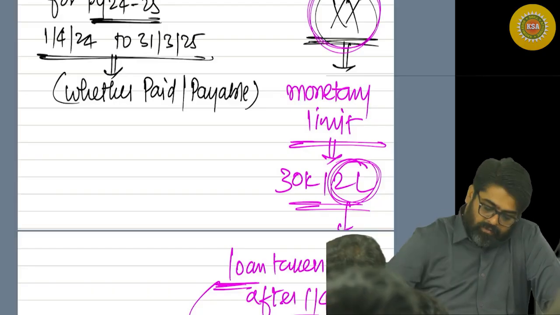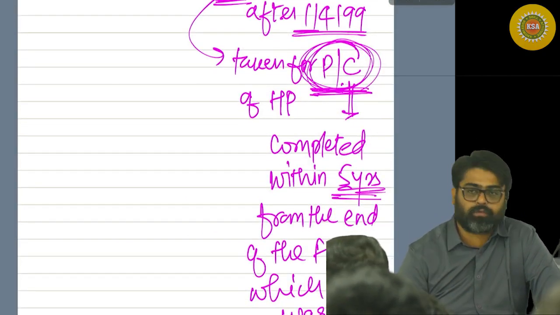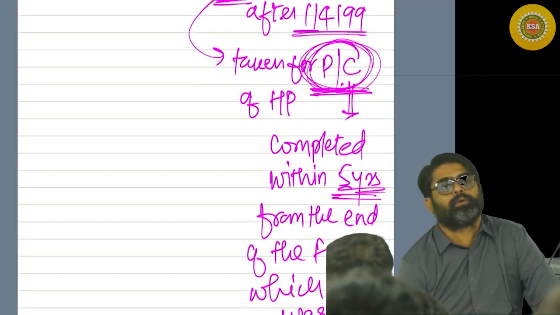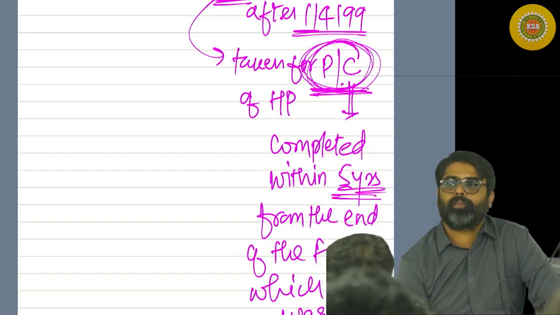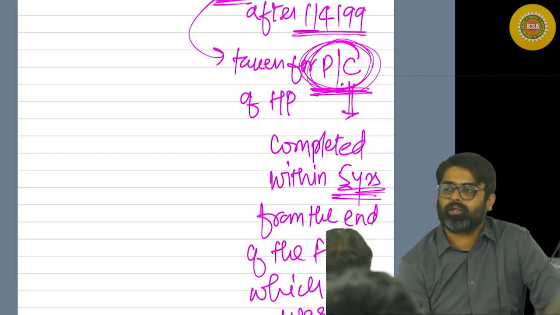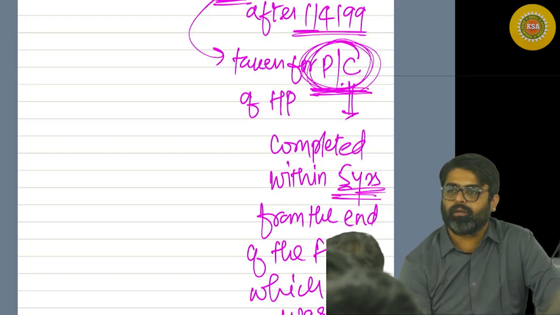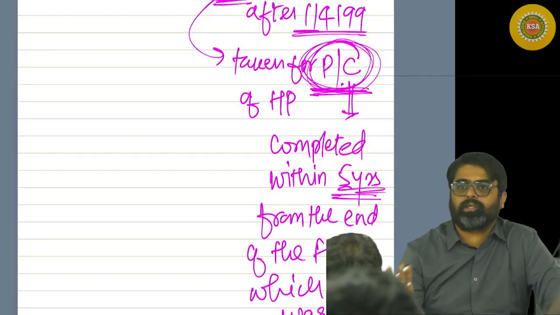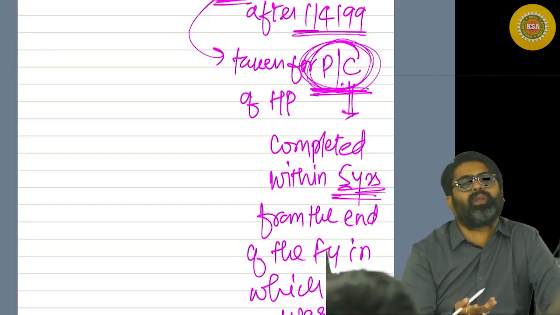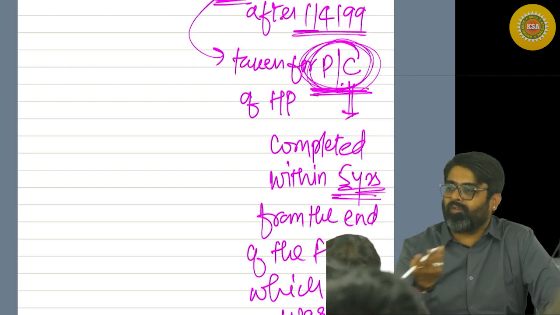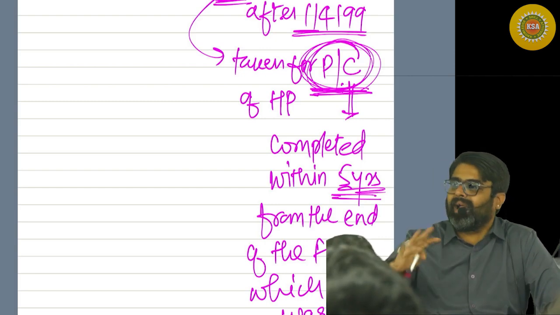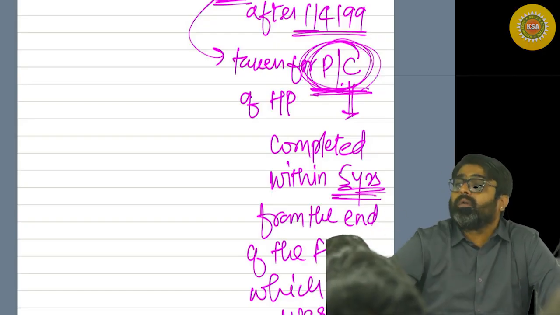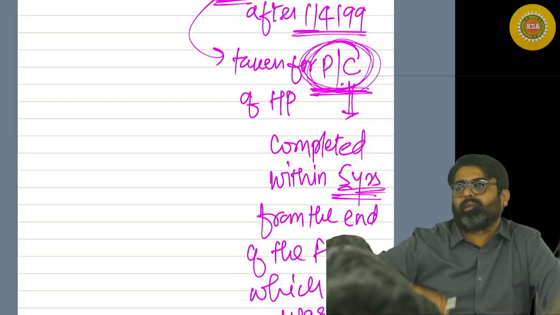So tell me, if I have taken a loan for repairs, on that, if I pay the interest, will that interest be allowed as a deduction? Yes, because loan is taken for repairs. Loan is taken for the repairs of the property. That is a housing loan. But on that, I can never take 2 lakh rupees of limit. Limit will always be 30,000.